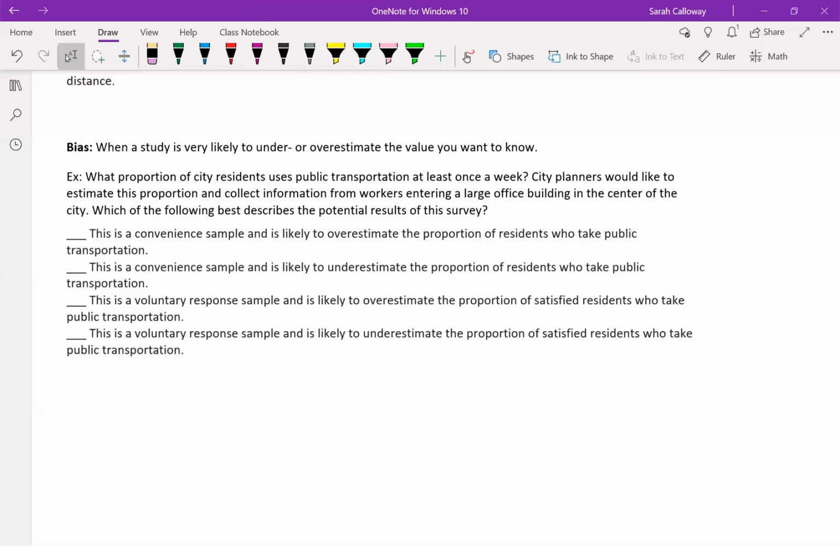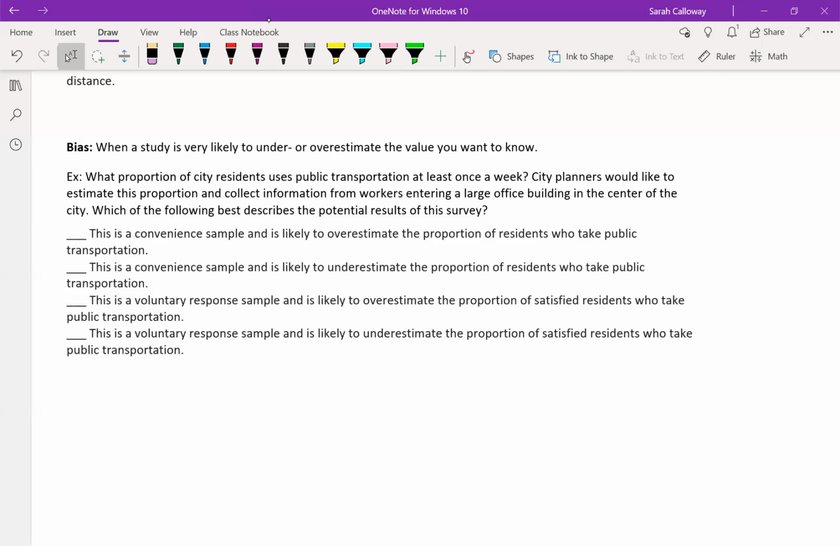And then if I think about it being a convenience sample, I'm not getting a good sample of the people in the area, right? If I'm just choosing people that are close to wherever I'm at, then they're likely to have similar opinions to each other just because of where you're asking them. So in this example, we got city residents. They want to figure out the proportion of city residents that use public transportation at least once a week.